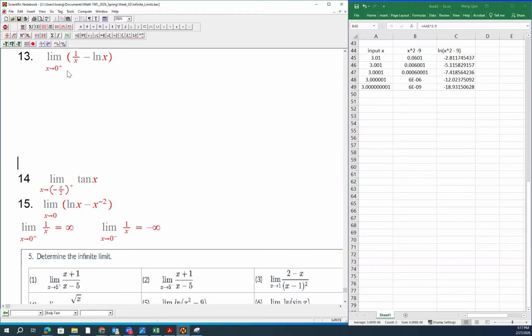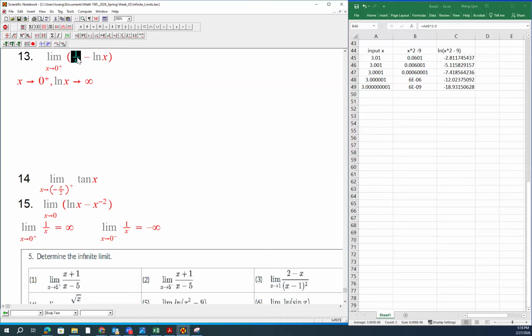In this case, we have two quantities. One is 1 over x. We cannot separate them, by the way, so you have to consider them as a whole. As x approaches 0 from larger than 0, 1 over x is going to be approaching positive infinity. But what happened to ln x? As x approaches 0 from larger than 0, ln x is going to be approaching negative infinity. By this time, we're pretty familiar with it.